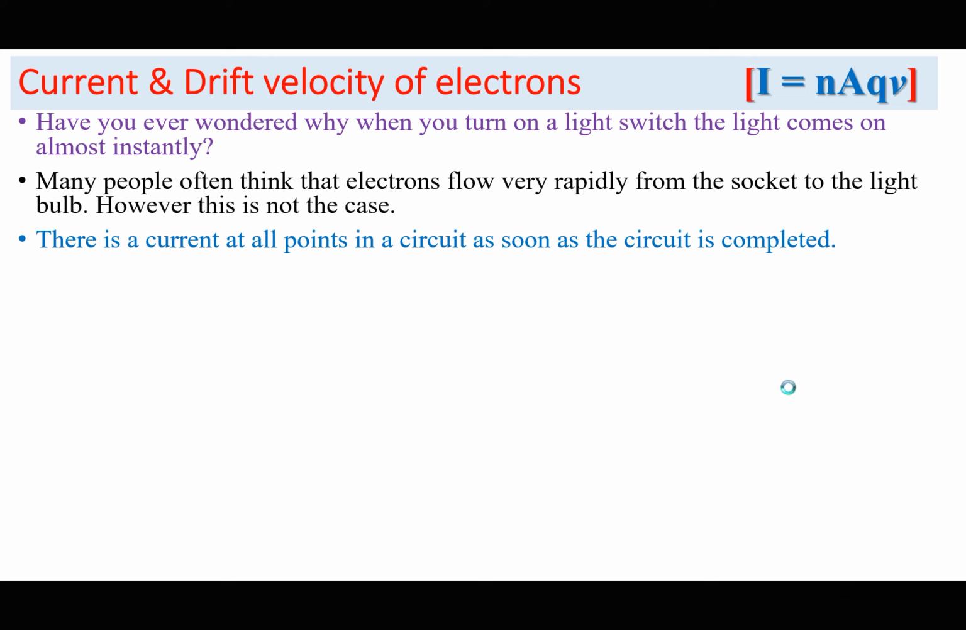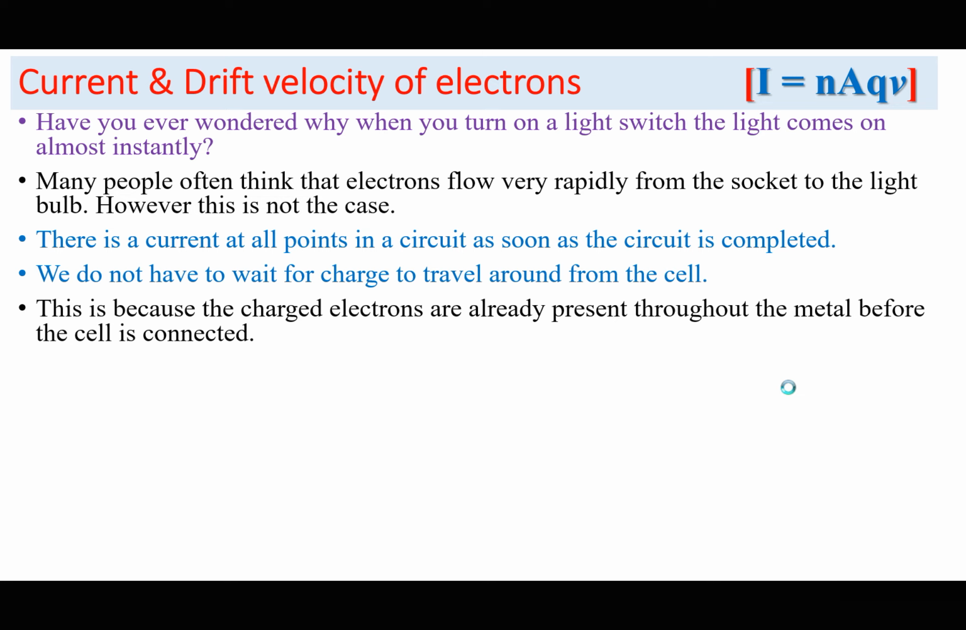All we know is that there is already current at all points in a circuit as soon as the circuit is completed. So when you press the switch, you're just completing the circuit. As soon as the circuit is completed, there is already current. So we don't have to wait for charge to travel around from the cell to maybe the bulb, or from the cell to the device which is going to use the electricity. And why is that true?